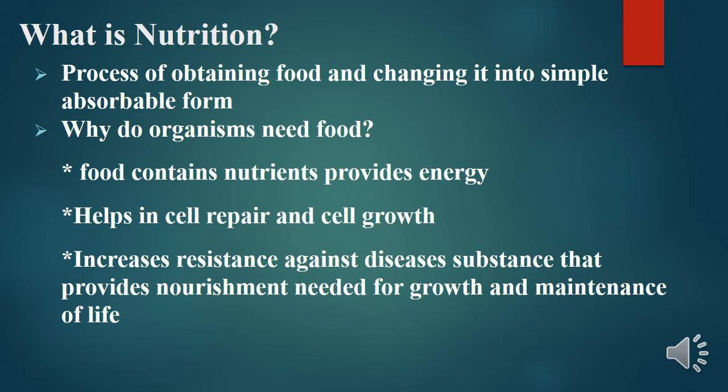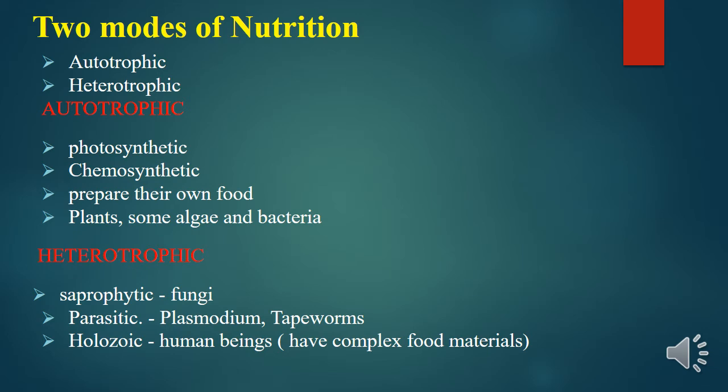And next, we need to go to the two modes of nutrition. The first one is autotrophic nutrition, and the second one is heterotrophic nutrition. Autotrophic nutrition: auto has two terms. Auto means self, preparation. So the green plants that help in the process of producing food by the process of photosynthesis, we call it autotrophic nutrition.